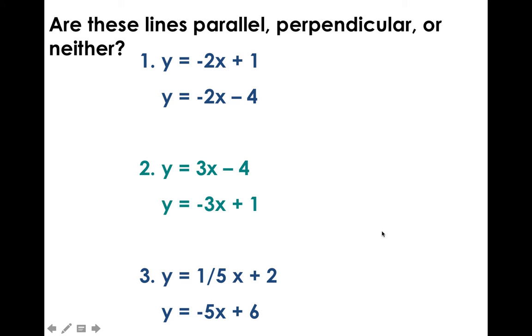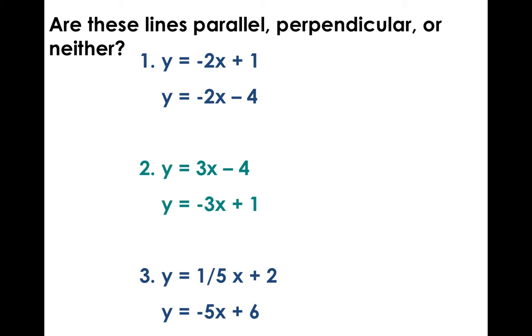So let's look at the examples that we're given right here. It says, are these lines parallel, perpendicular, or neither? Well, remember, in order for them to be parallel, slopes have to be the same. Y-intercepts have to be different. In order for them to be perpendicular, slopes have to be what we call opposite reciprocals of one another. So when we're dealing with the slopes, the signs have to be different, meaning one has to be positive and one has to be negative. And then they have to also be reciprocals of one another.